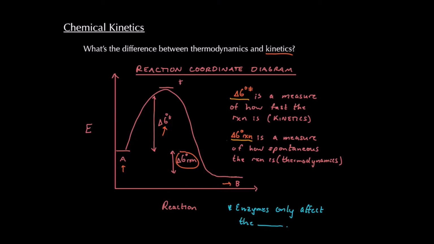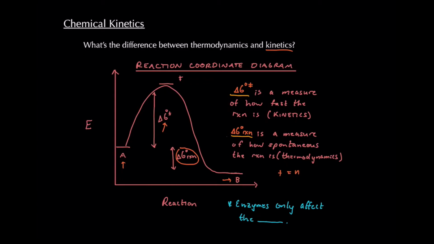Now, delta G naught double dagger will always be positive because we always need to put some amount of energy in to get any reaction to occur, whether that is going to be a spontaneous or non-spontaneous reaction. Whereas our delta G naught of our reaction can be positive, so if it's positive, it is non-spontaneous. So positive equals non-spontaneous reaction. And then a negative delta G naught of a reaction is a spontaneous reaction.